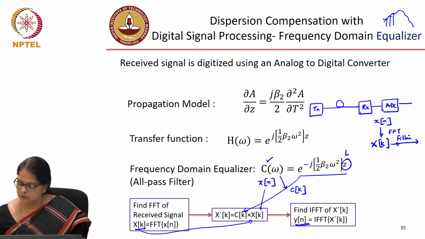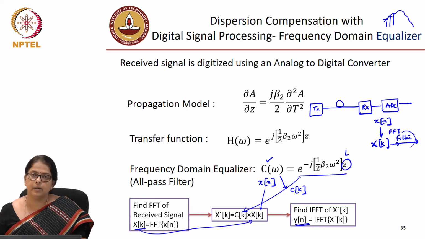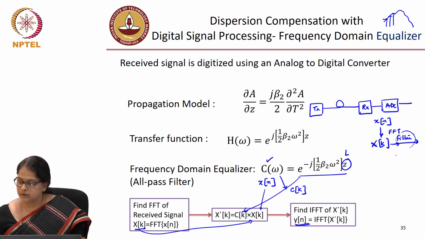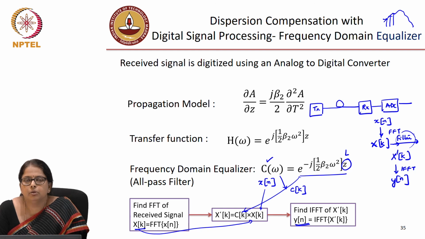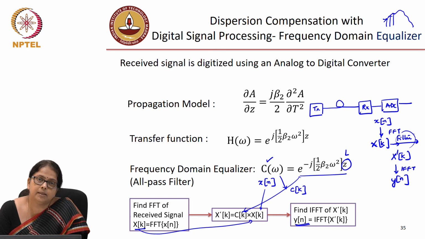From that, you apply this filter, C of k times x of k, because frequency domain equalization is just a multiplication in the frequency domain. So you get your corrected signal, and then you do your IFFT operation to get back your original signal. This is the process that is done throughout the current installations. All the current new installations do this signal processing, as do all the upgraded systems where the DCF is not sufficient to compensate for the dispersion. This is the process that is done.